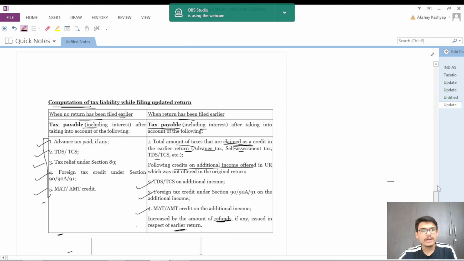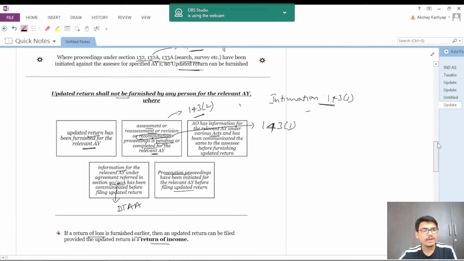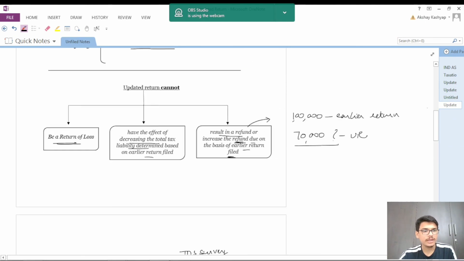We know that the updated return cannot be a return of loss, as mentioned here. But suppose you have brought forward losses. Such brought forward losses can be set off against the additional income that you have offered. So that is possible, because that is not restricted by the provisions anywhere. So that can still be done.